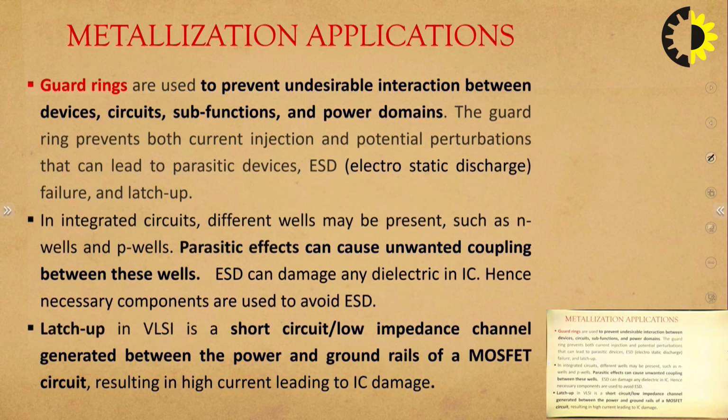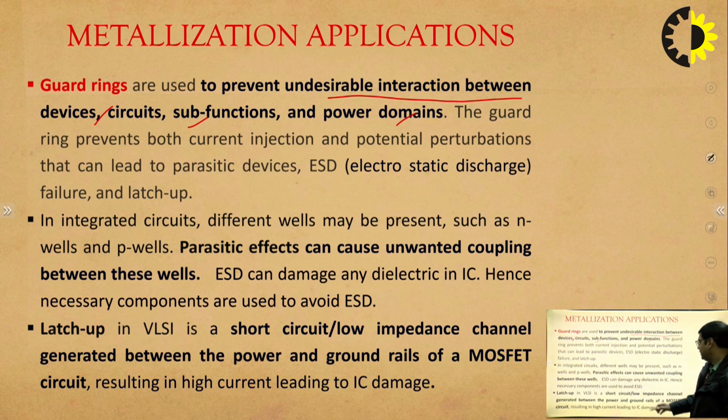Guard rings. Now guard rings, as the name suggests, are rings that are created to prevent the undesirable interconnection between the devices or circuit, subfunctions and power domains. The guard rings prevent both current injection and potential perturbations that can lead to parasitic devices, electrostatic discharge failure and latch up. So guard rings are used to prevent the flow of current between different regions.